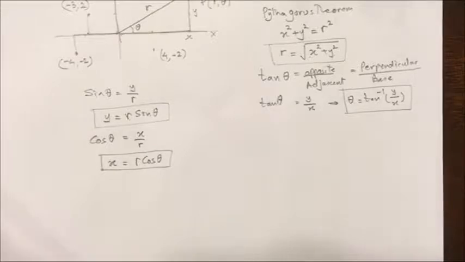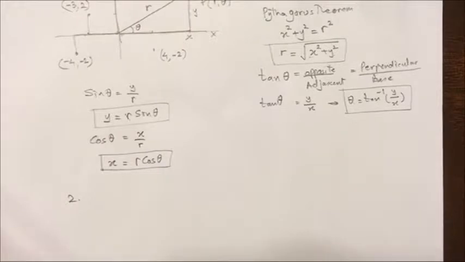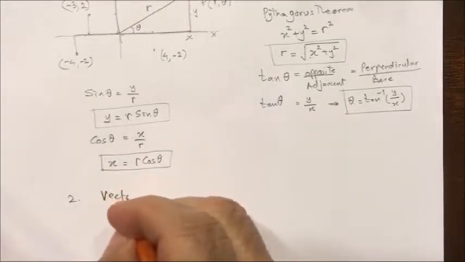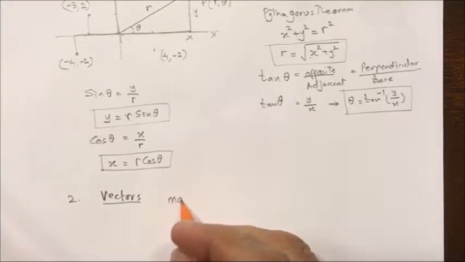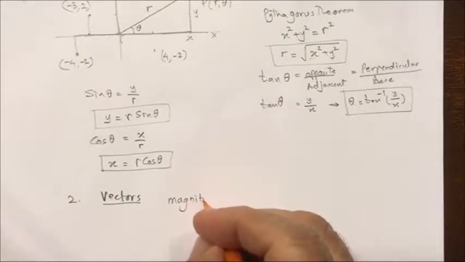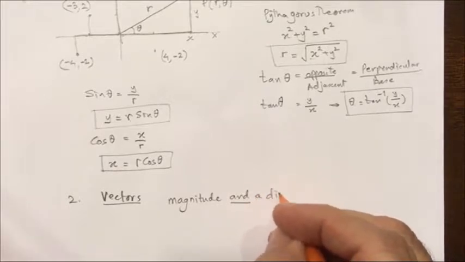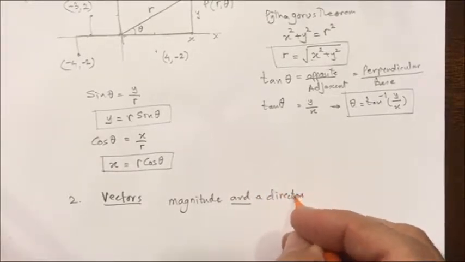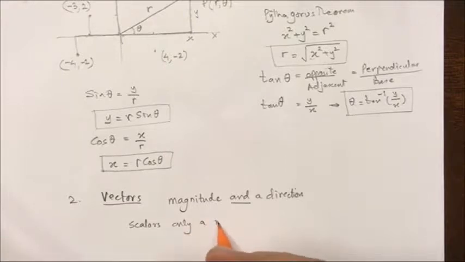Okay, so now we start with vectors. Vectors are quantities that require a magnitude and a direction in order to specify them. Scalars are those which require only a magnitude and do not require a direction.